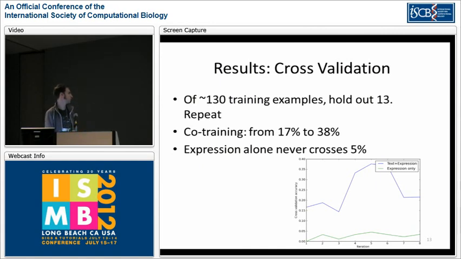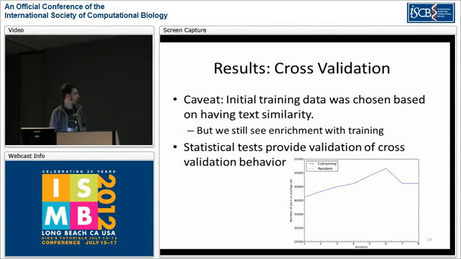You additionally see that the co-training technique in general does substantially better than the expression data alone. That being said, we expect the co-training technique to do better than the expression data alone. The reason is that when we have those hand-annotated pairs, part of the reason we determined that they are similar, of course, is that the texts are similar. So there's a bit of a causality problem there. That being said, the important thing to take away from the cross-validation is that you do see an increase in success as you have multiple iterations in training.